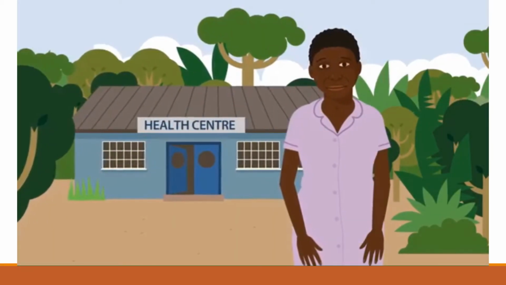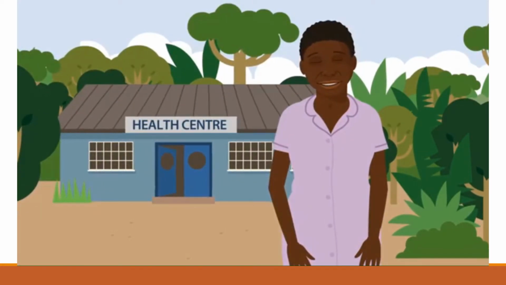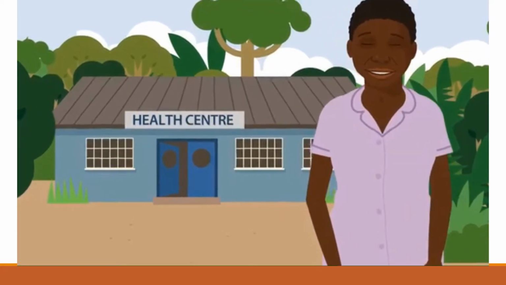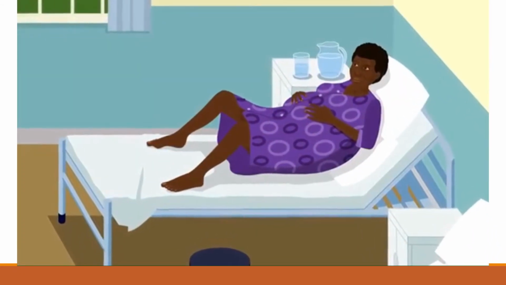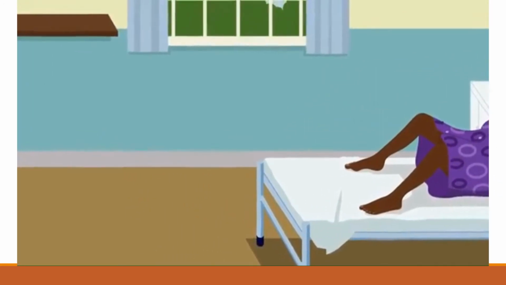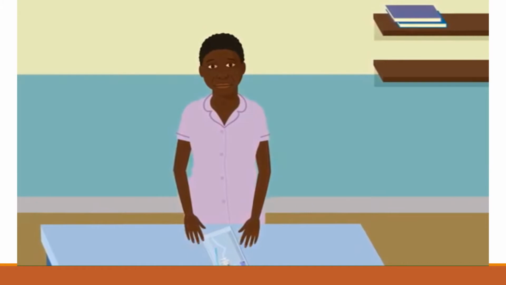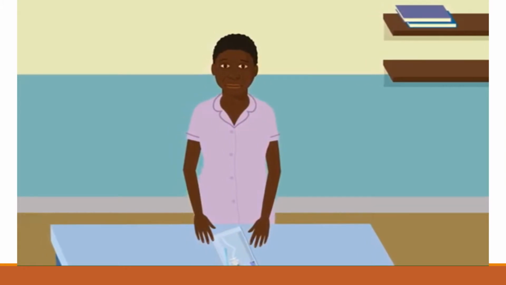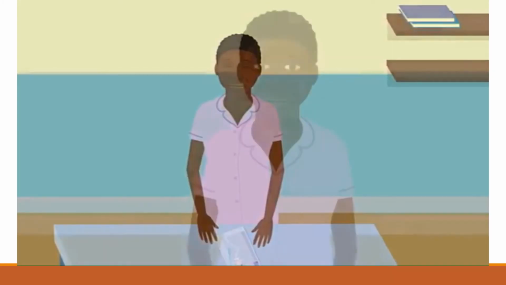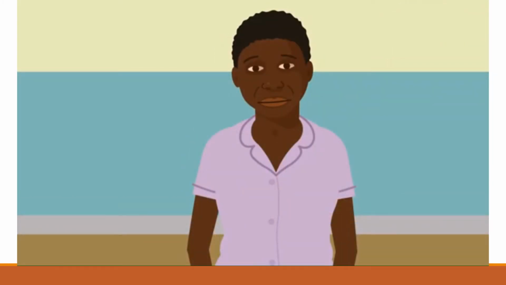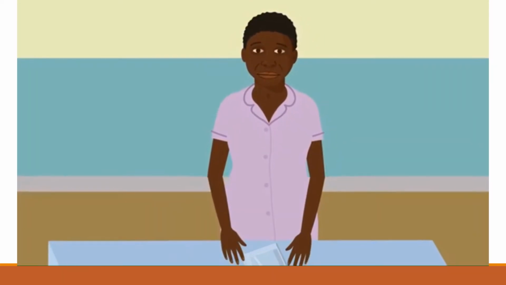Grace is a midwife at a local health center. Every day she helps deliver babies. Today at the health center, Mary is in labor. Grace knows that some bleeding after a baby is born is normal. However, if a mother's uterus does not contract after the birth of the placenta, the bleeding can become severe. This is a life-threatening emergency called postpartum hemorrhage.